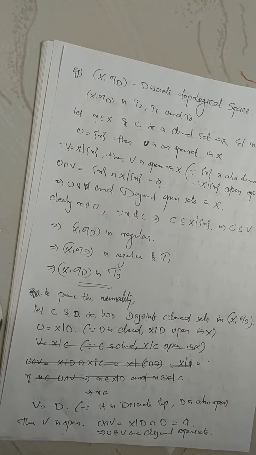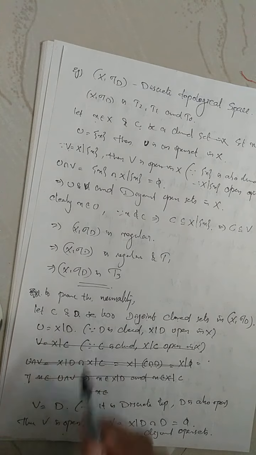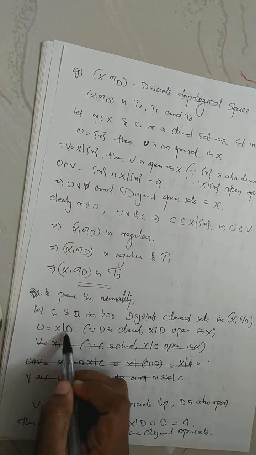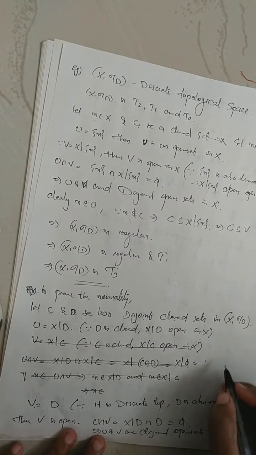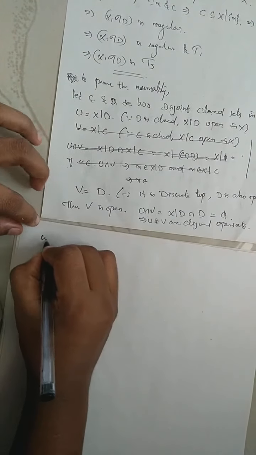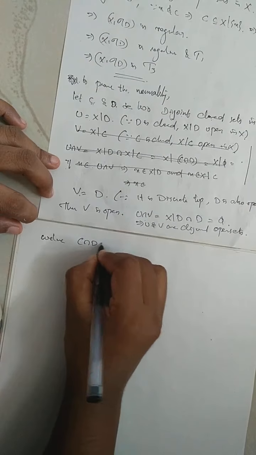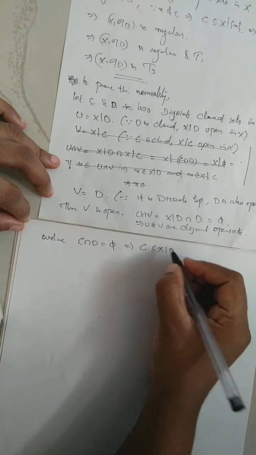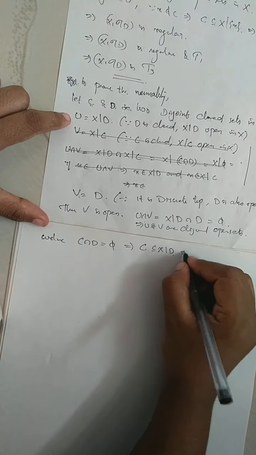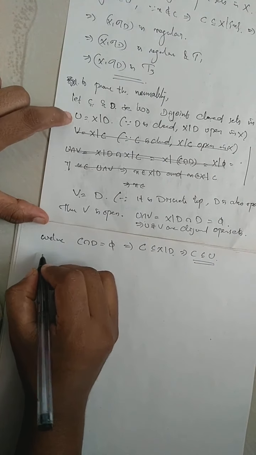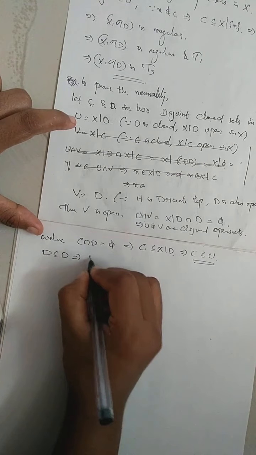Now we need only prove that C is contained in U and D is contained in V. Clearly D is contained in V because D equals V. And what about C? Can you say that C is contained in X minus D? Yes, because C and D are disjoint closed sets, so C intersection D is equal to empty. When C intersection D is empty, C will be contained in X minus D, and X minus D is chosen as U. So C is contained in U. Since D equals V, D is contained in V.